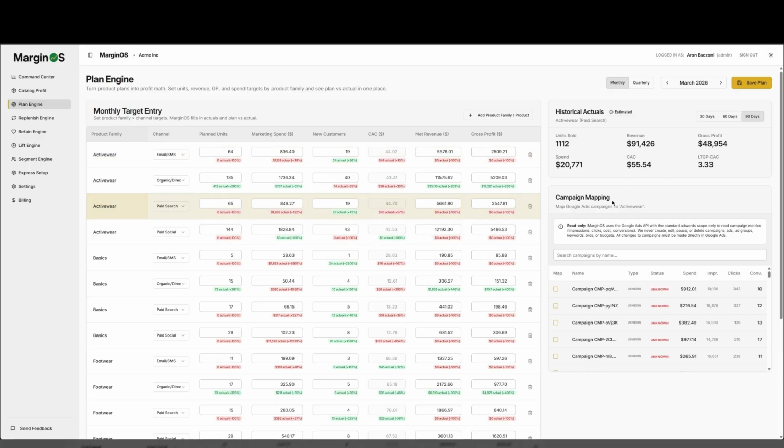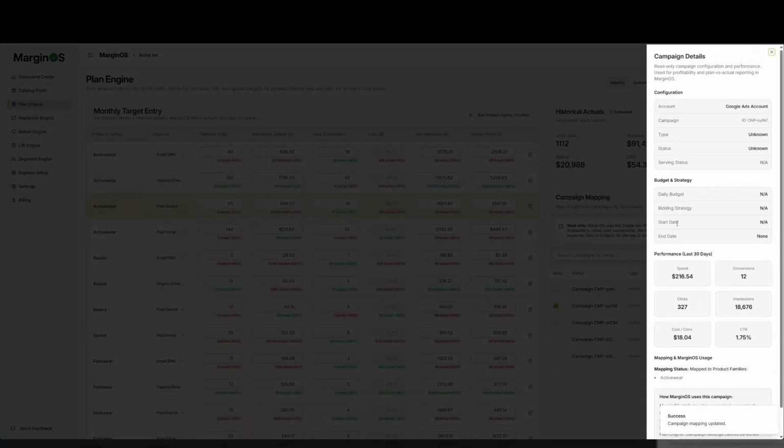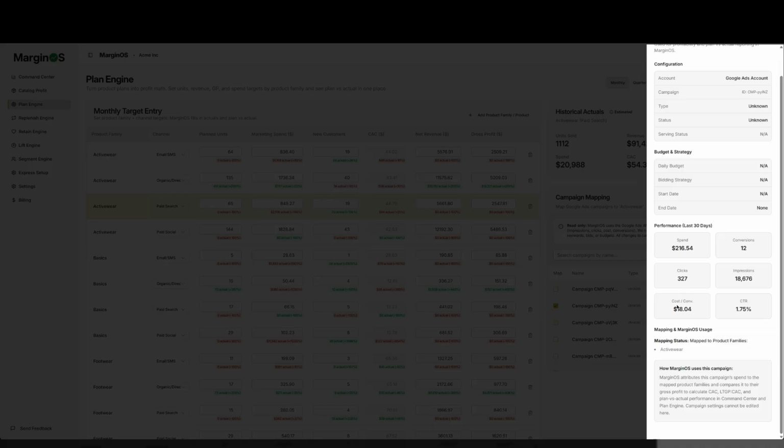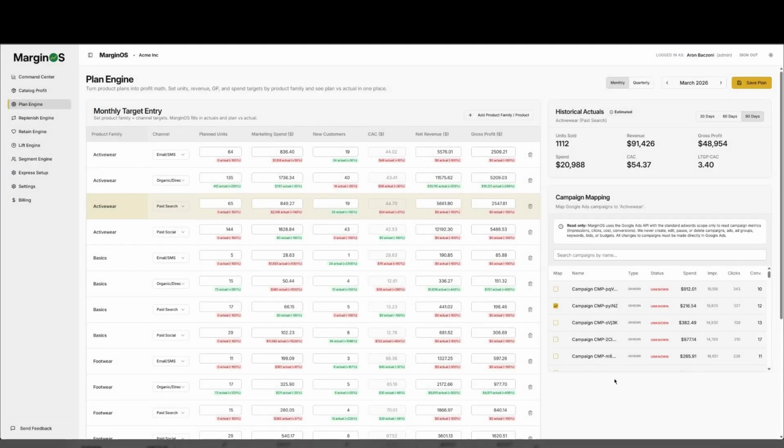You can also map specific marketing campaigns like paid search campaigns from Google to individual plan line items. So if you plan to drive a certain amount of gross profit from paid search, you can see if the actual campaign performance is on track for that goal. When you are in the command center deciding where to push or pull spend, you can flip to the plan and say, how does that line up with what we said we would do? And have that entire conversation in one system.